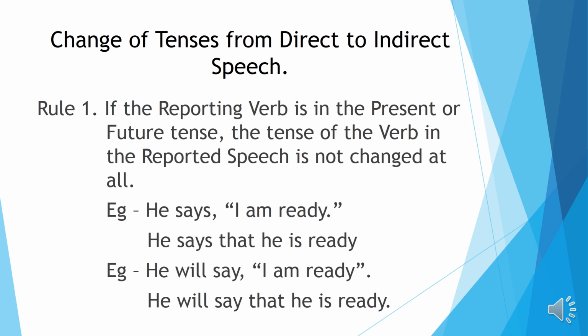Let us look at the example. He says, "I am ready." How do we change it into indirect? He says that he is ready. So the tense does not change if it is in present or future tense. Next example. He will say, "I am ready." Remember, this is in future tense. How do we change that to indirect? He will say that he is ready.